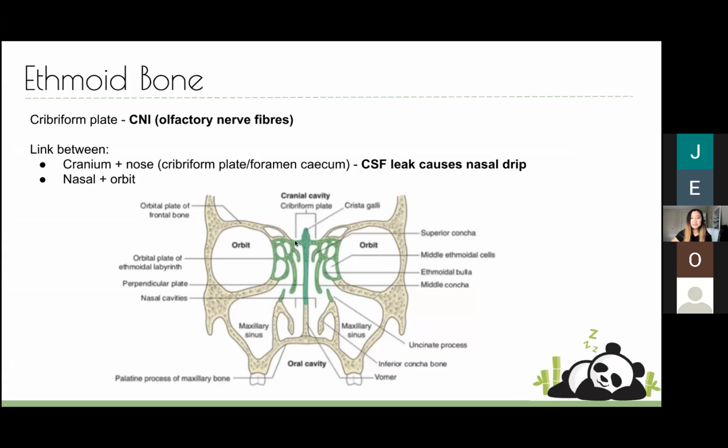You can see it's got all these other bits and pieces, but it's not too important. It is important to note that it forms the boundary between your brain or your cranial cavity, your eyes and your nose and your maxillary sinuses. So if you have a CSF leak, it can actually leak into your nose if it breaks through the cribriform plate.